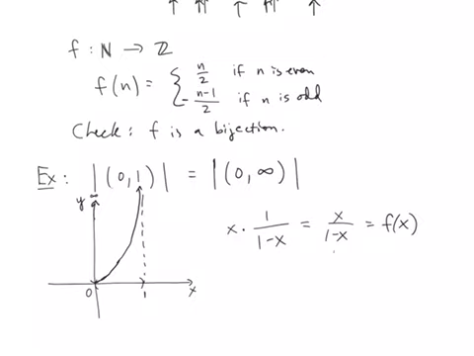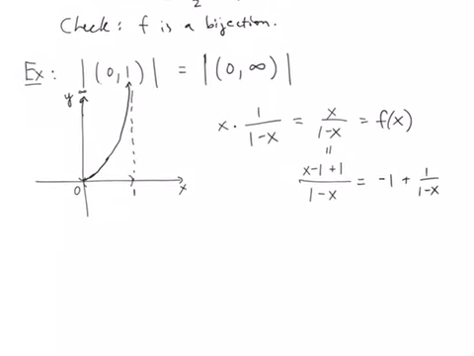And it's helpful to write this in an alternate form. There's a little trick here: on the numerator, we write x minus 1 plus 1 over 1 minus x. And the point is that x minus 1 is the negative of 1 minus x. So we can write this as negative 1 plus 1 over 1 minus x.